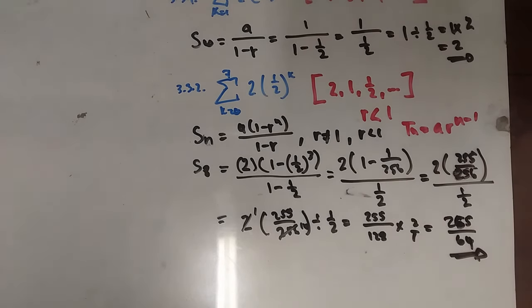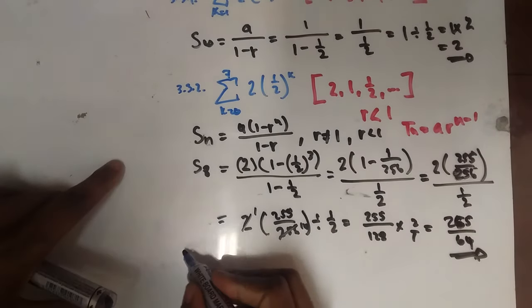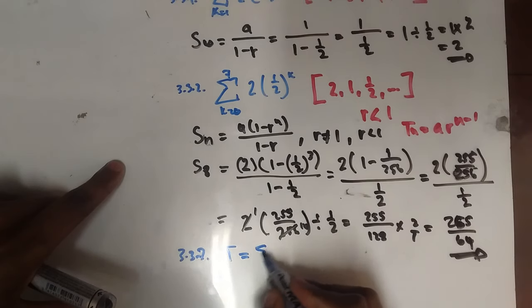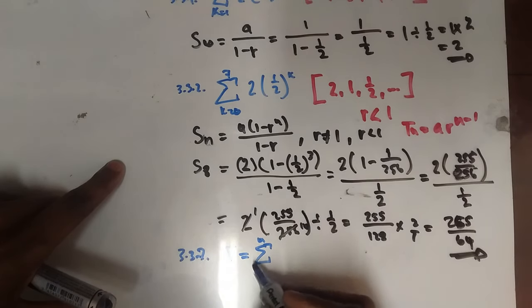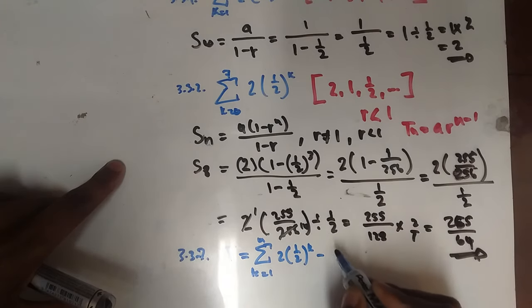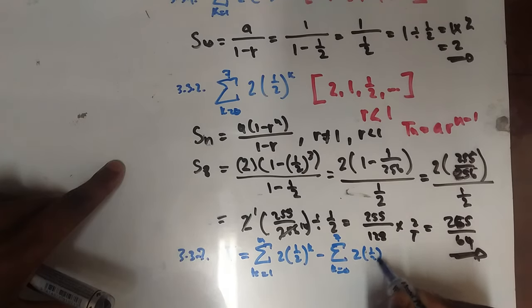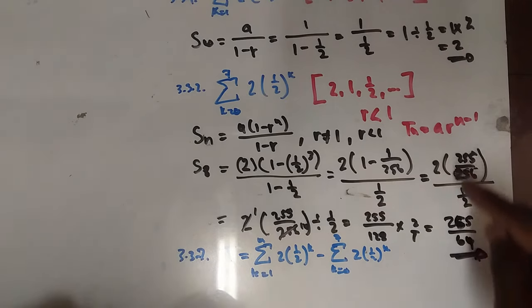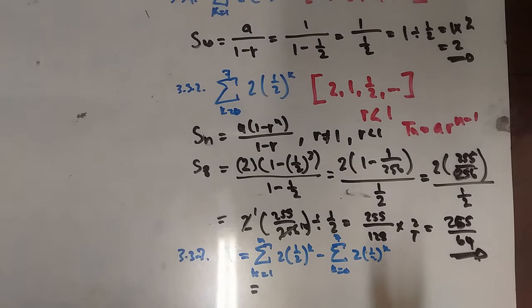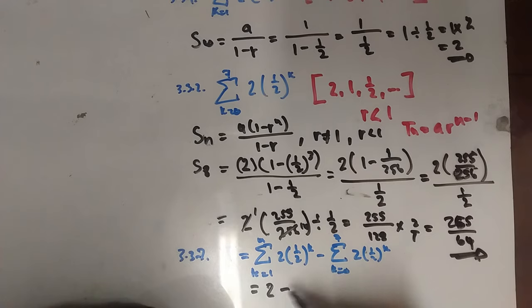Okay, so the last question of this subsection is 3.3.3. They say we should find t, given that t is equal to the sum to infinity, k equals 1, of 2 times 1 half to the k, minus the sum from k equals 0 to 7 of 2 times 1 half to the power of k. So this is just me taking whatever I found first minus this one and then finding the solution there. I don't think I'll need to write it, but because I want us all to understand, I'll just write it, 255 all over 64.